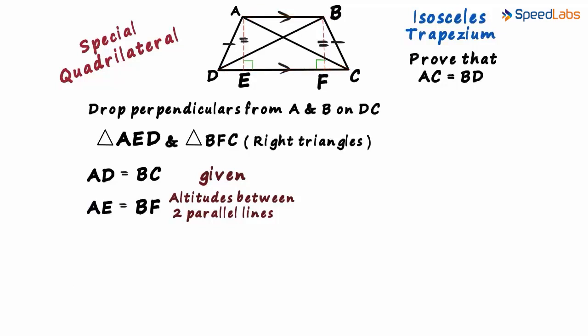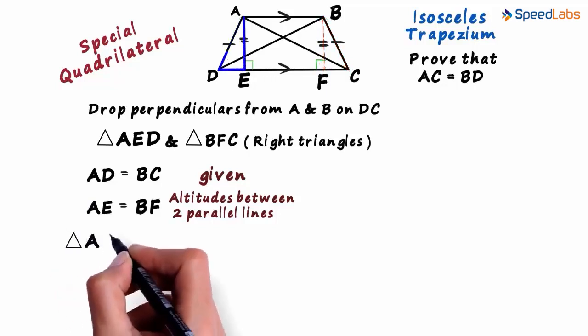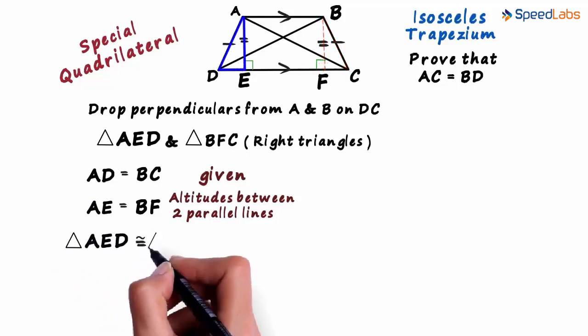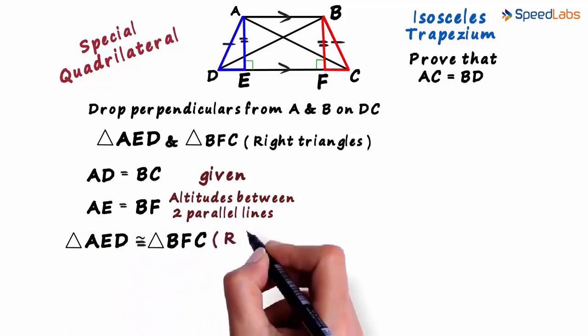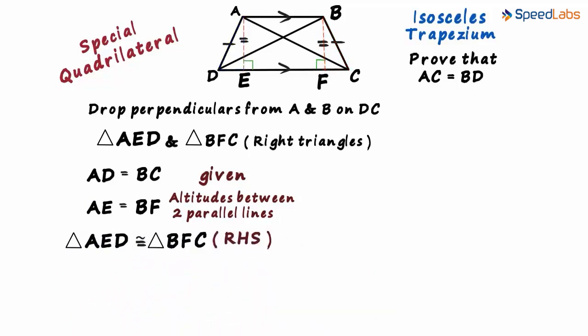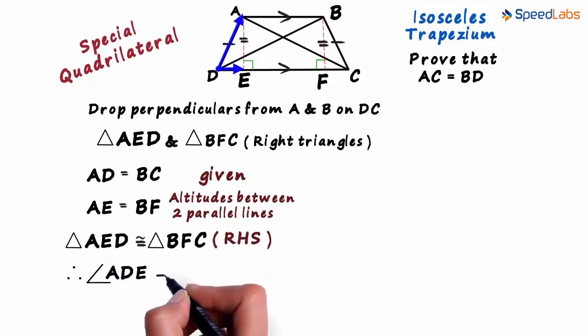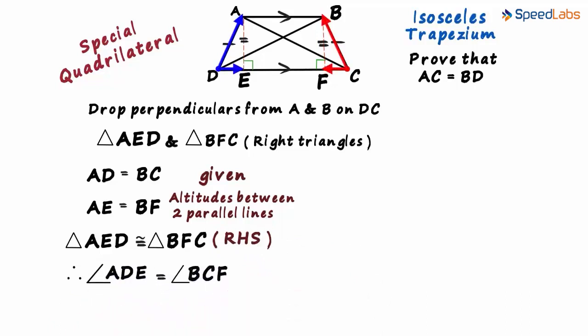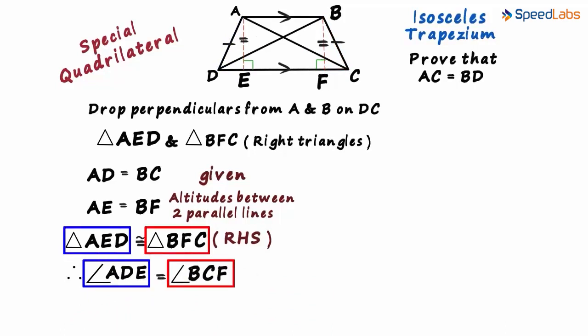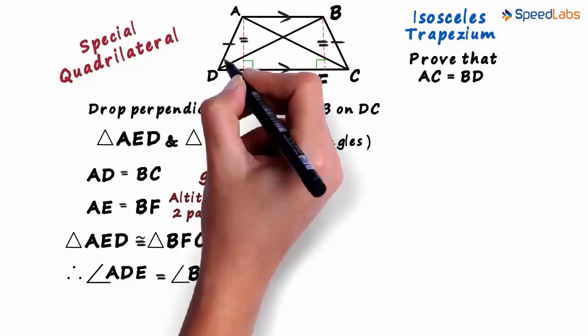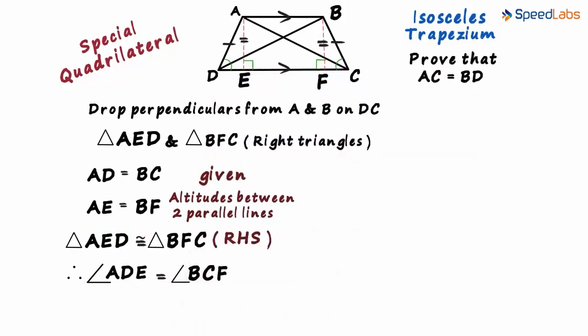So in the two right triangles, the hypotenuse and one of the other sides are equal. So triangle AED is congruent to triangle BFC by the right angle hypotenuse side condition. So we can say that angle ADE is equal to angle BCF. They are corresponding angles of congruent triangles. So we have now proved these two angles equal.